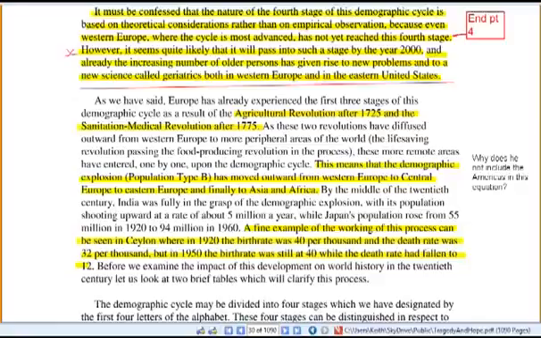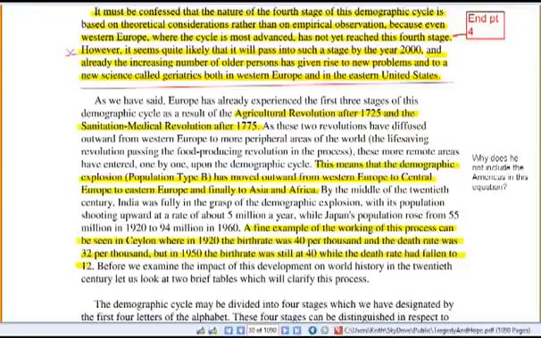By the middle of the 20th century, India was fully in the grasp of the demographic explosion, with its population shooting upward at a rate of about 5 million a year, while Japan's population rose from 55 million in 1920 to 94 million in 1960. A fine example of the working of this process can be seen in Ceylon, where in 1920 the birth rate was 40 per thousand and the death rate was 32 per thousand. But in 1950 the birth rate was still at 40 while the death rate had fallen to 12.